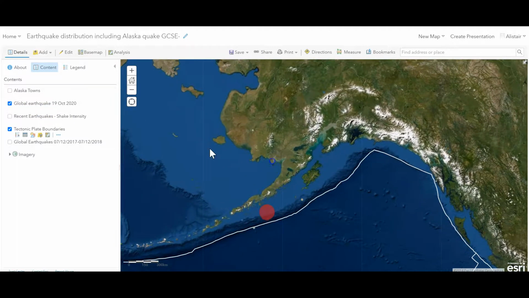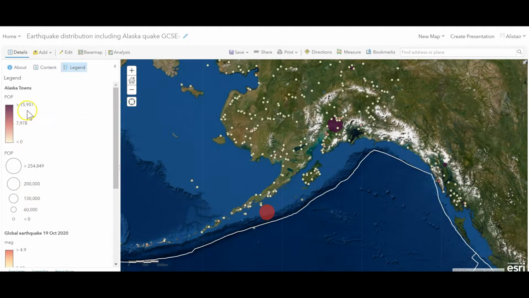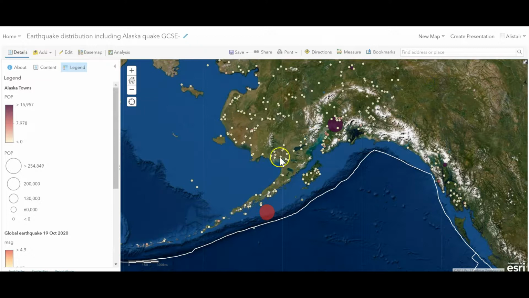And I've got a layer here that you can turn on showing the Alaskan towns. Now if we look at the key again, I've set this up so that, again, the bigger the circle, the bigger the settlement, and it's color coded. So small yellow circles are towns that have very, very few people living in them. Now this settlement here, let's click on it. The state capital of Alaska has got Anchorage in it. Over 250,000 people live there. But you can see actually that this is the only major settlement in Alaska.